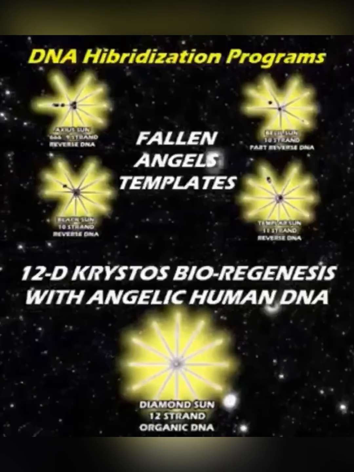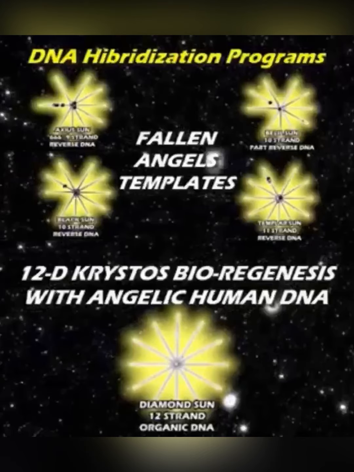Let me educate you guys on DNA. The DNA hibernation program has been going on for 250 billion years. As you can see, there are fallen angel templates. This is the fallen angel DNA. There are 4 different types. I know y'all can't see. The main one is the Diamond Sun 12 strands. That's the original DNA template, the original genetic coding, right? That's the angelic humans, right?